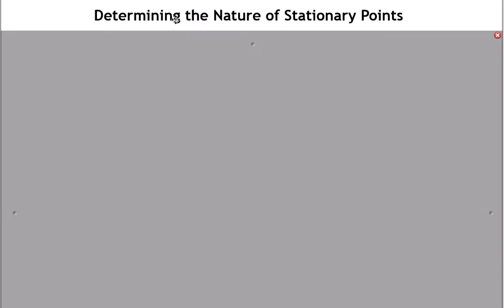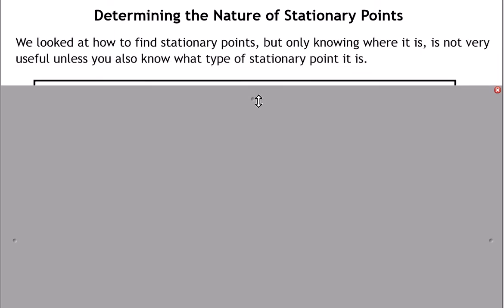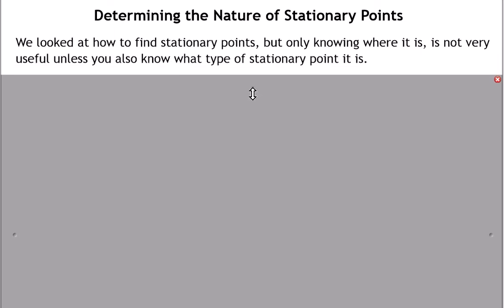Welcome back. In the last video we looked at how to find a stationary point on a curve. Somewhere where the gradient is 0, the graph is flat, where dy by dx equals 0. And we said then that you can find that x value and turn it into a coordinate. Now, knowing that on its own is not particularly useful.